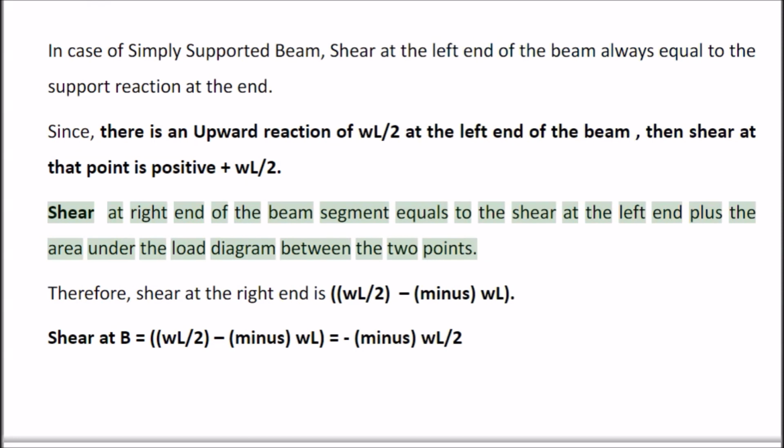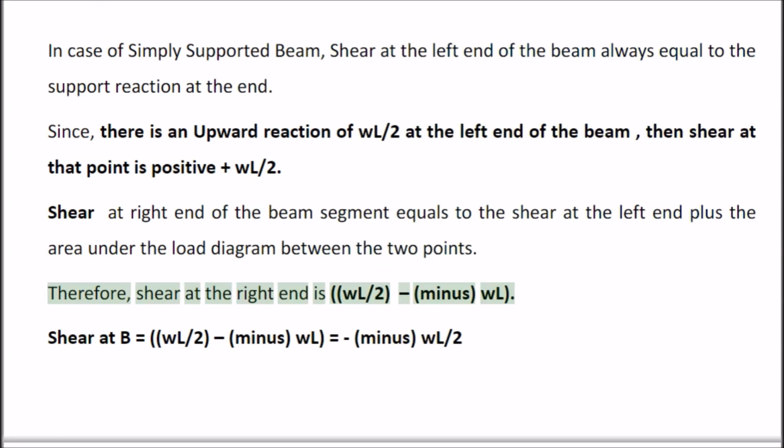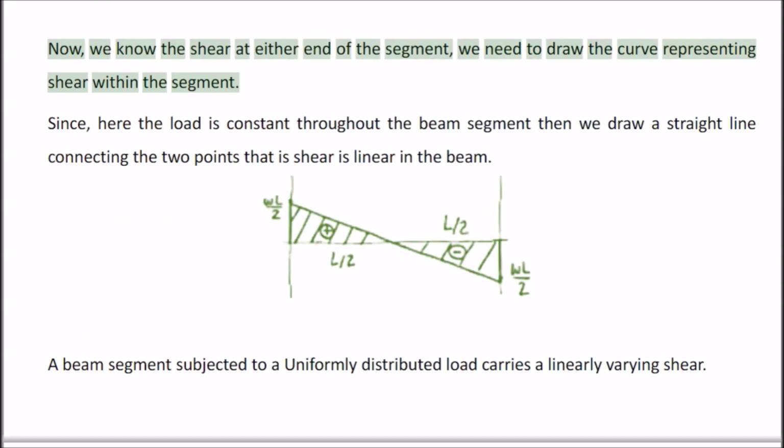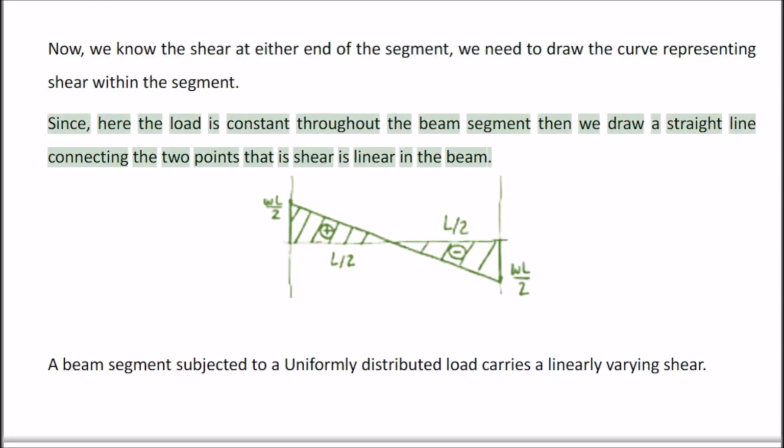Shear at the right end of the beam segment equals the shear at the left end plus the area under the load diagram between the 2 points. Therefore, shear at the right end is WL/2 minus WL. Shear at B equals WL/2 minus WL, equals minus WL/2. Now, we know the shear at either end of the segment. We need to draw the curve representing shear within the segment. Since the load is constant throughout the beam segment, we draw a straight line connecting the 2 points, that is, shear is linear in the beam.